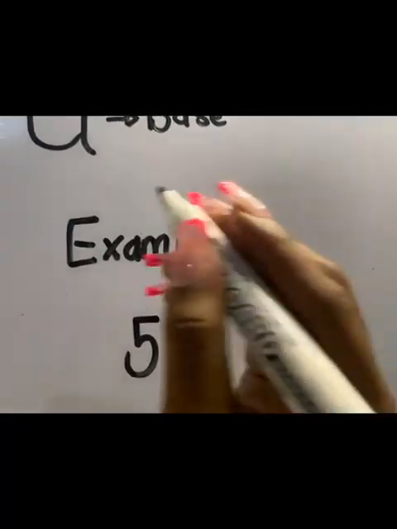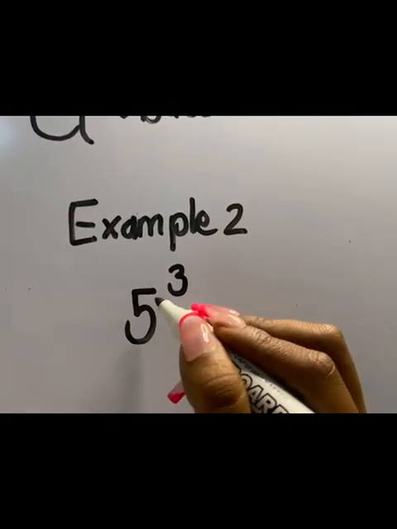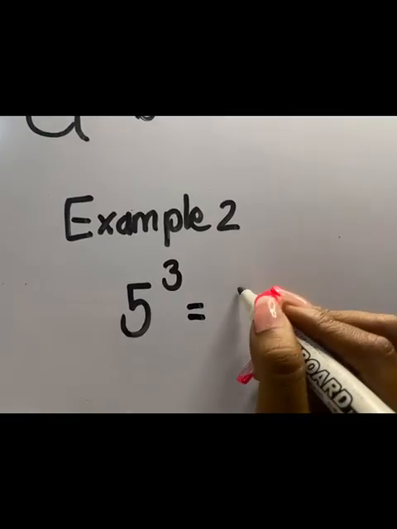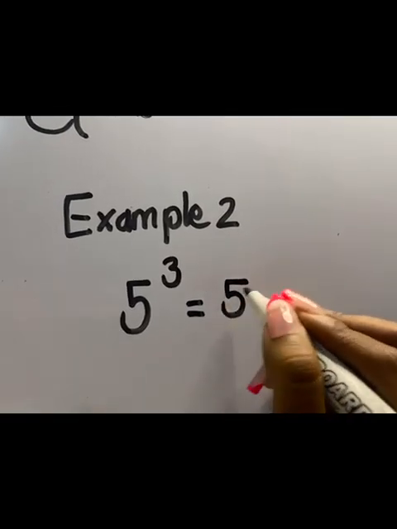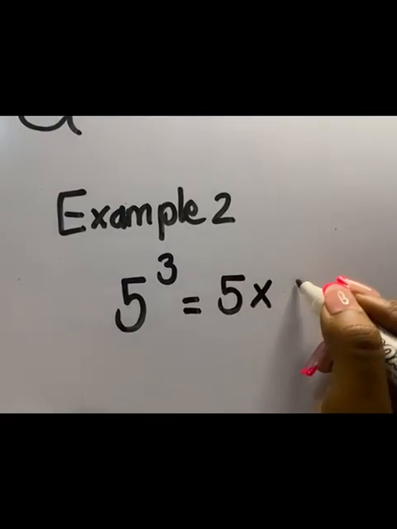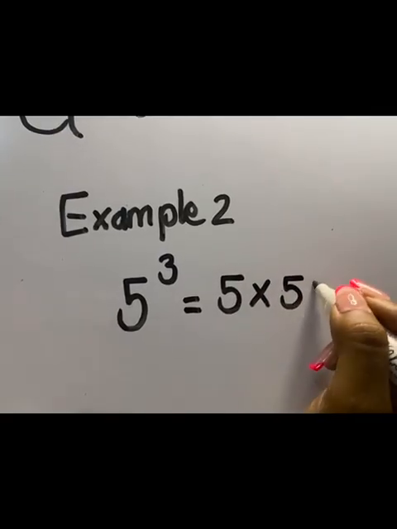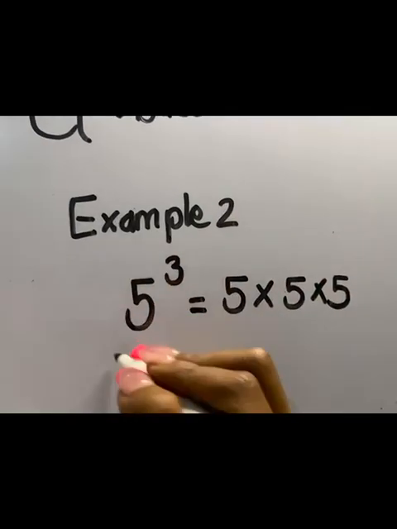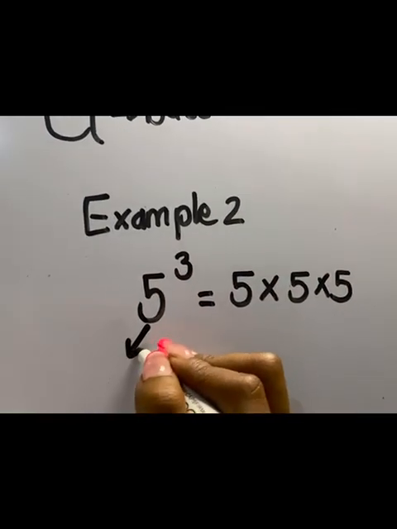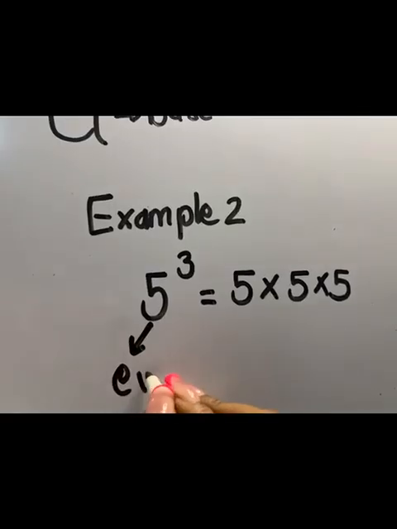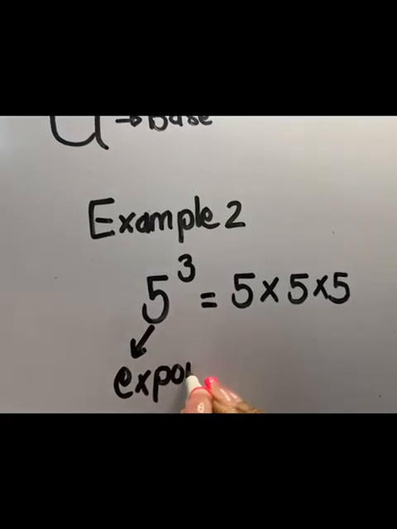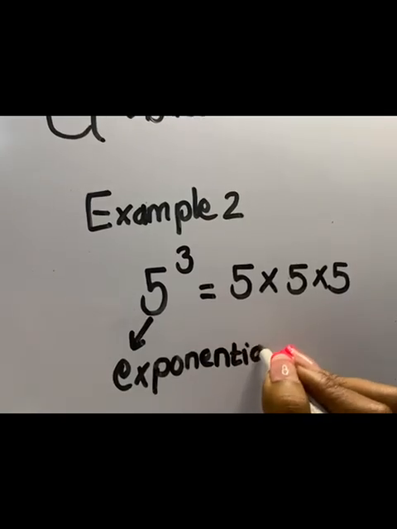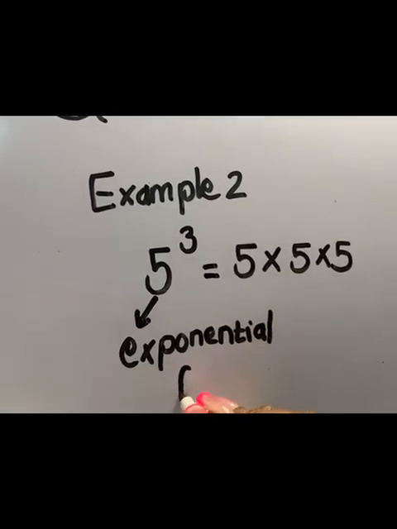So let's look at the second example. We have 5 to the power of 3. Now, what does this mean? It means that the 5 multiplies by itself 3 times because of the exponent. So this is called exponential form. It is written in exponential form. So this is an exponential form or notation.